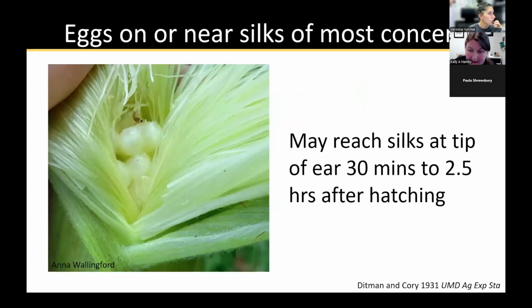So after the egg hatches, that caterpillar goes down the silk tube, and from observational studies, they can reach the silks at the tip of the ear in as little as 30 minutes to 2.5 hours after hatching, because they really like the tight bundles of silk. So they usually stop to feed on silk somewhere where the silk is bundled up in a tight bundle. So that may be the very tip of the ear. But typically the early larvae are feeding on the silks before they're feeding on the kernels.